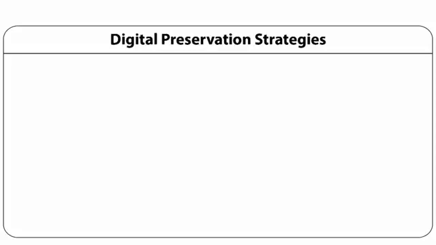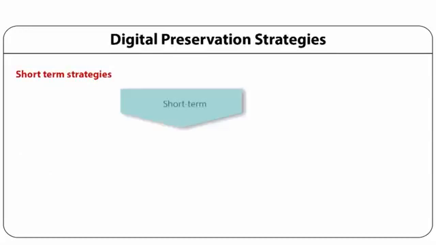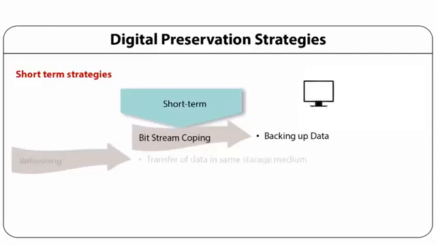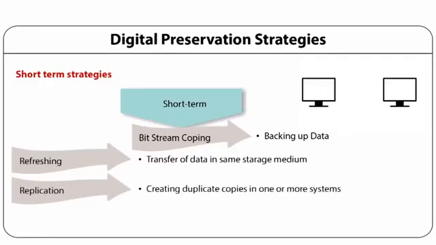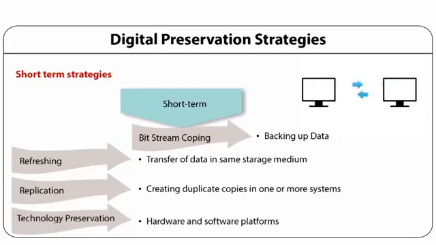UNESCO's guidelines for the preservation of digital heritage group have categorized these strategies as short-term, medium to long-term, investment, alternative and combinations. Short-term digital preservation strategies are likely to work for a short period of time only. These strategies include bitstream copying, refreshing, replication technology, preservation or computer museum, backwards compatibility and version migration.